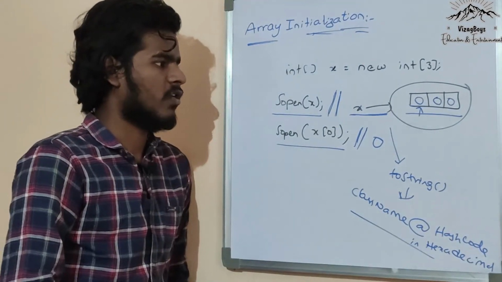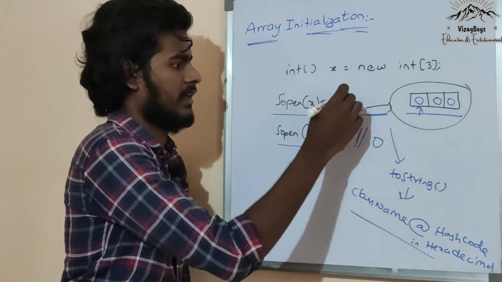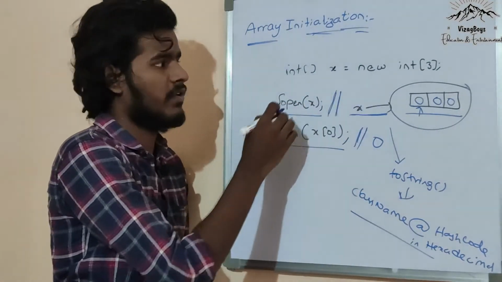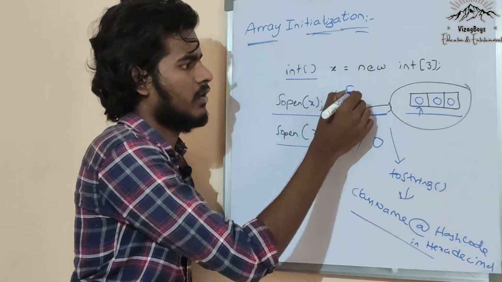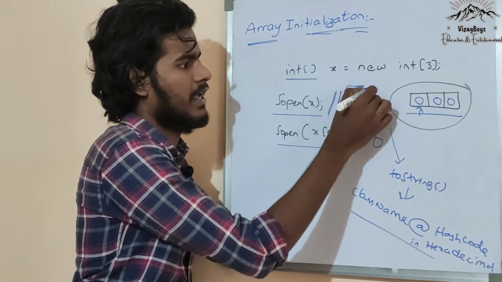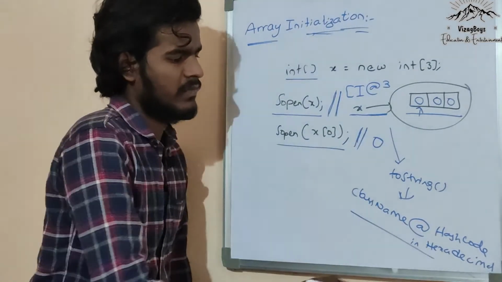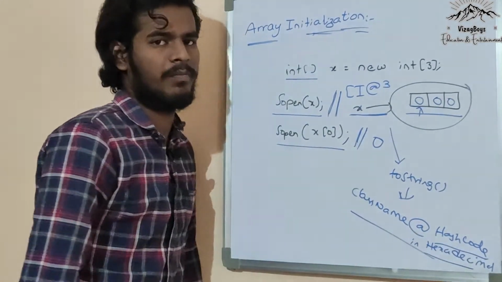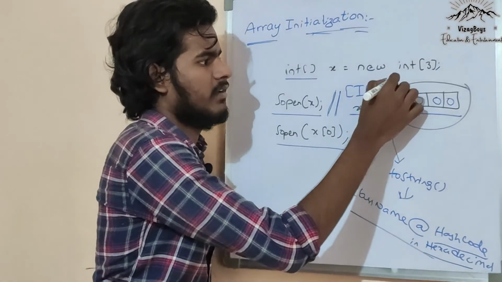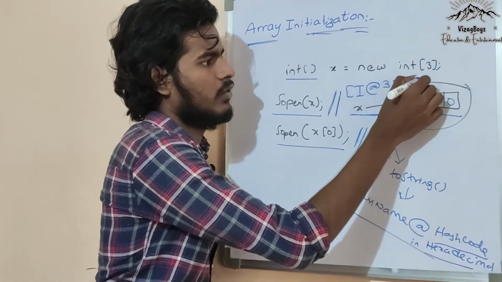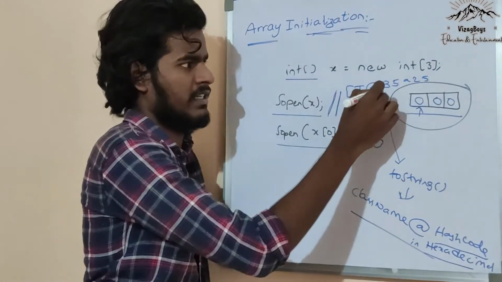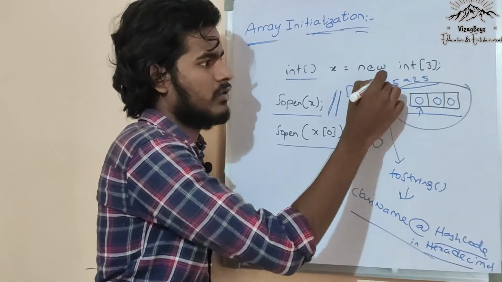What is the output we will get here? What is the class name for an int array? Open bracket, capital I, then @ hashcode in hexadecimal form, like 35A25. It varies from system to system.